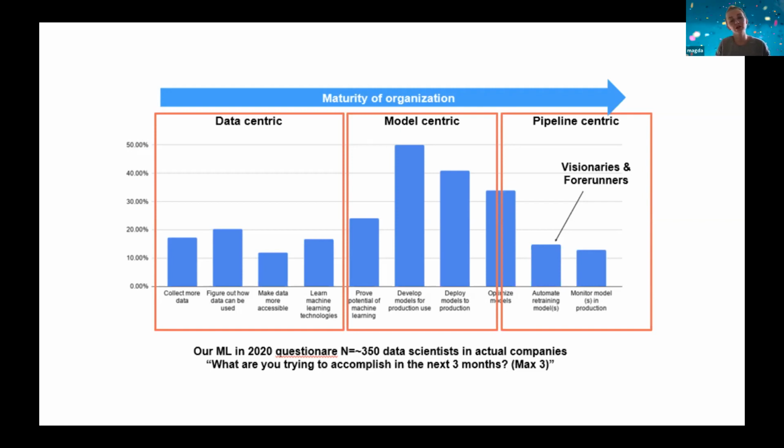Then as they mature, they go into this model-centric phase where they are developing the first models for production use, trying to deploy their first models, and trying to prove the potential of machine learning so that they could get the funding to continue with this work. And then the minority at the forefront are looking already at topics such as automated retraining and production model monitoring.